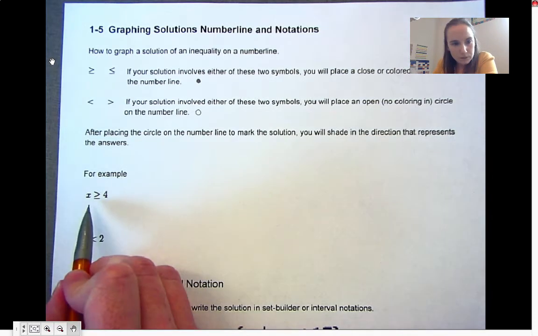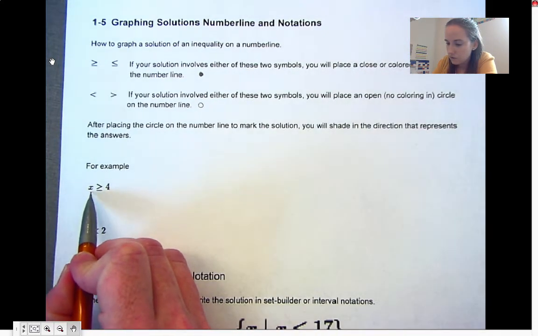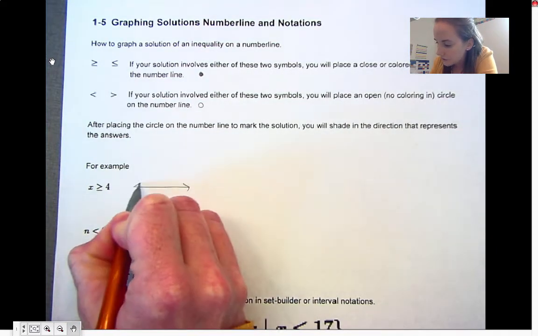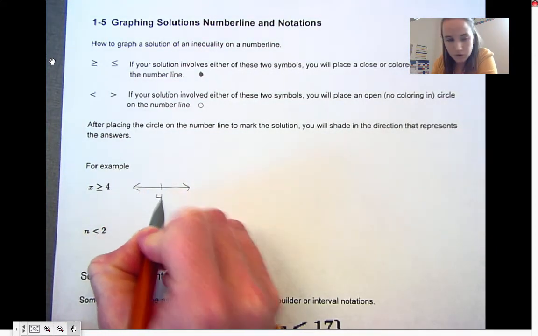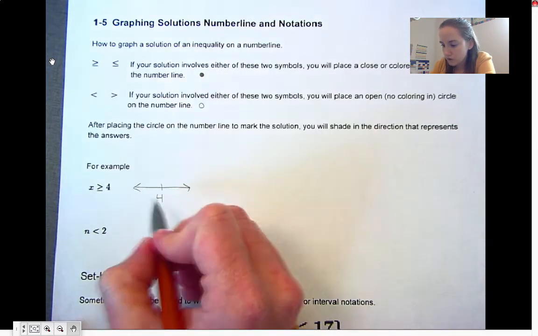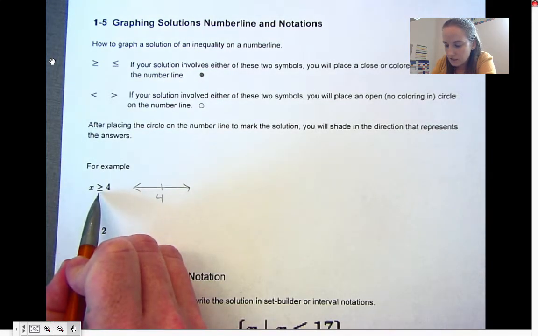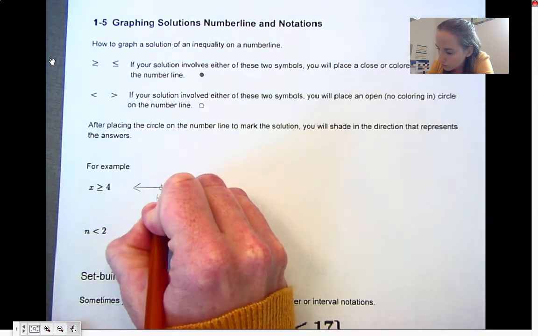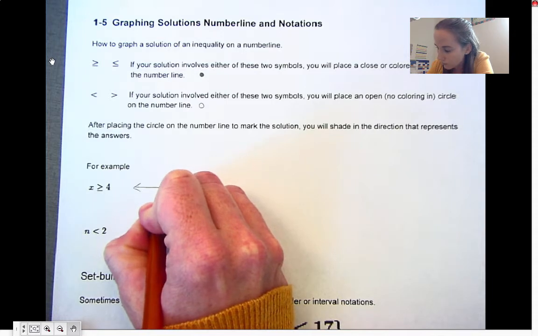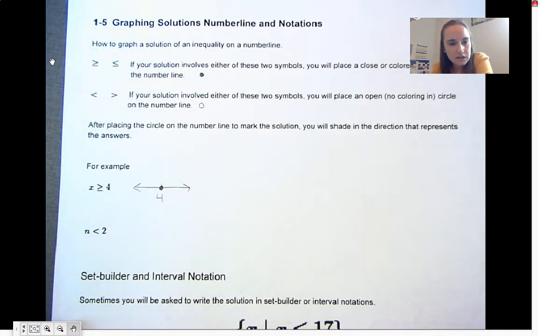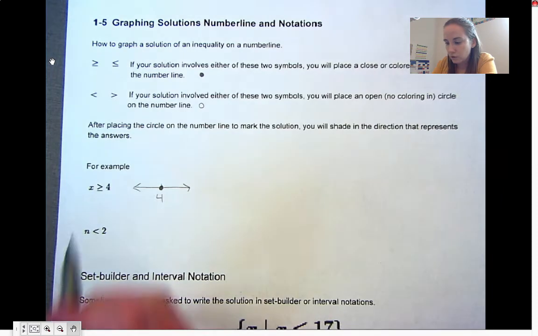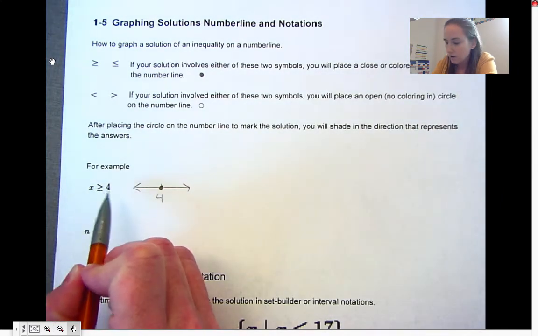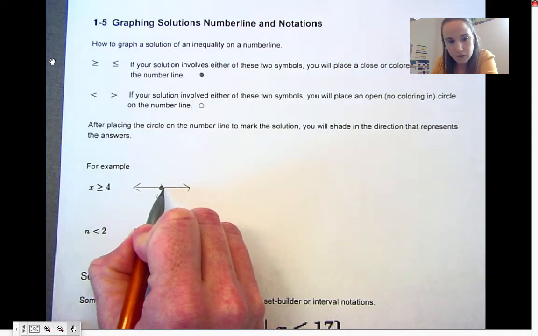So, for example, if we have x is greater than or equal to 4, we'll draw a number line that has the number 4 marked clearly. And since 4 is our solution, we look back over here and we say, okay, it's got the equal to, so I need a closed dot directly on top of 4. And now we just shade in the direction for the solutions. The x values are greater than the 4. So we need to shade where values would be greater than.